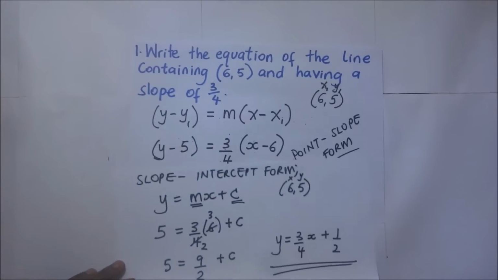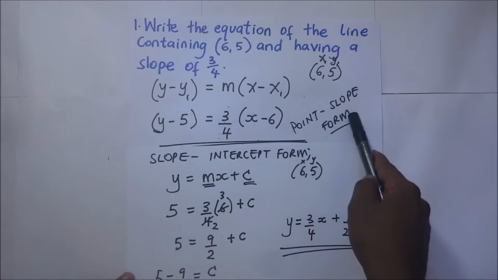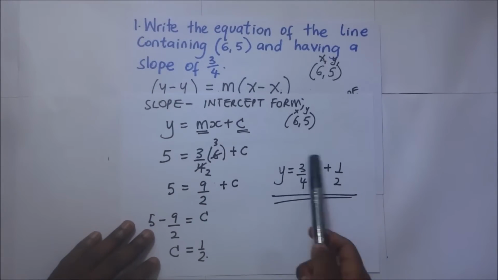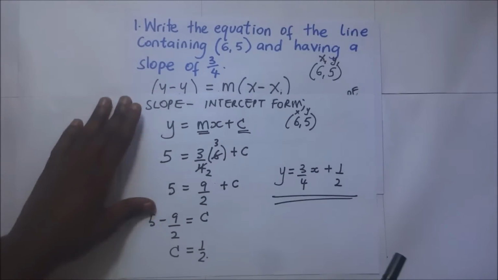So you can write the equation of this line either in the point-slope form or in the slope-intercept form. It will still be correct.